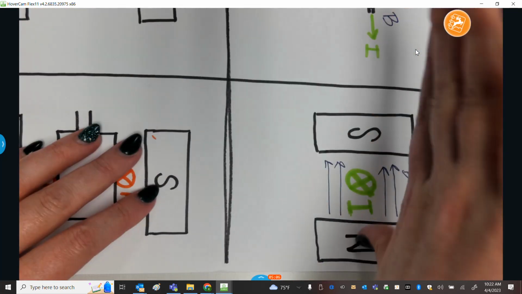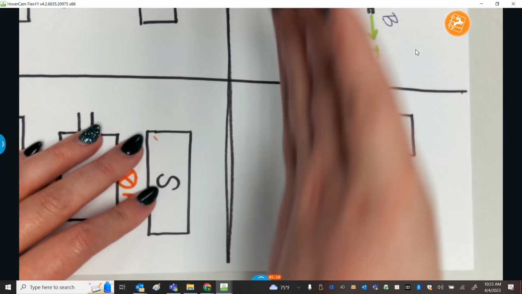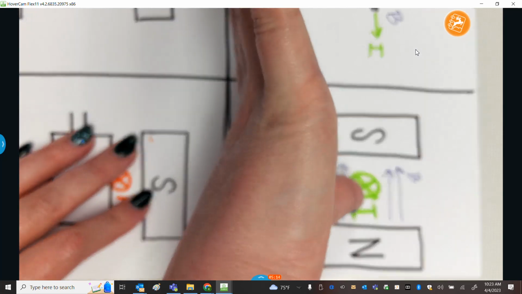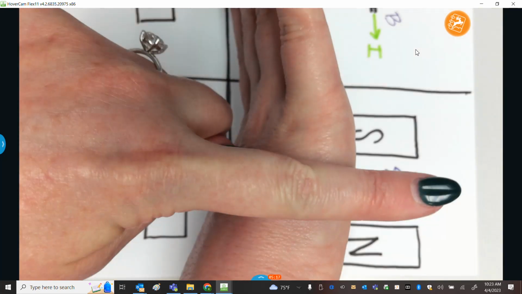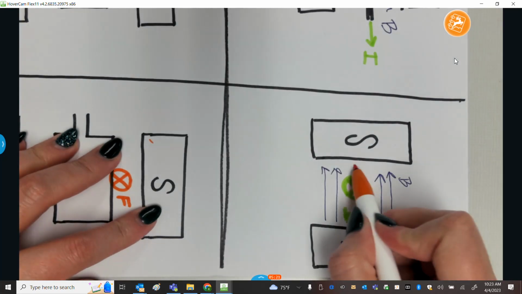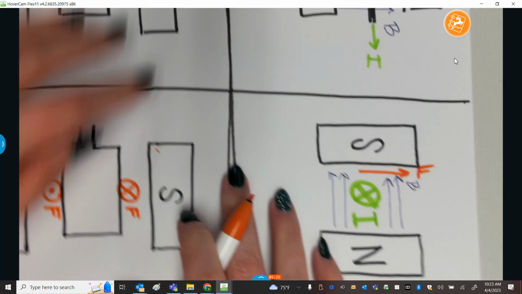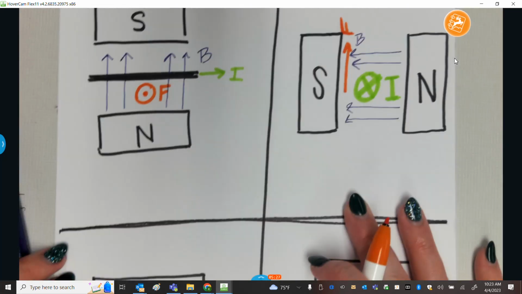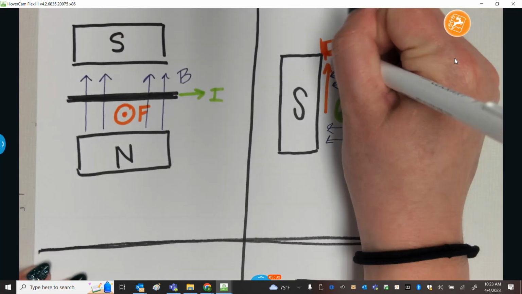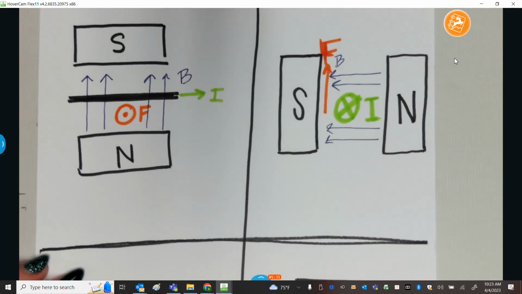So my thumb needs to go into the page, and my fingers need to go this way. So my hand is going to look like this. And when I do that, my palm is facing this way. So I'm going to draw in my force going this way. And if I rotate my paper back, that means my force is going upward. I guess I could label my F so that it is correct going this way. But my force is going upward based on the original orientation of that page.